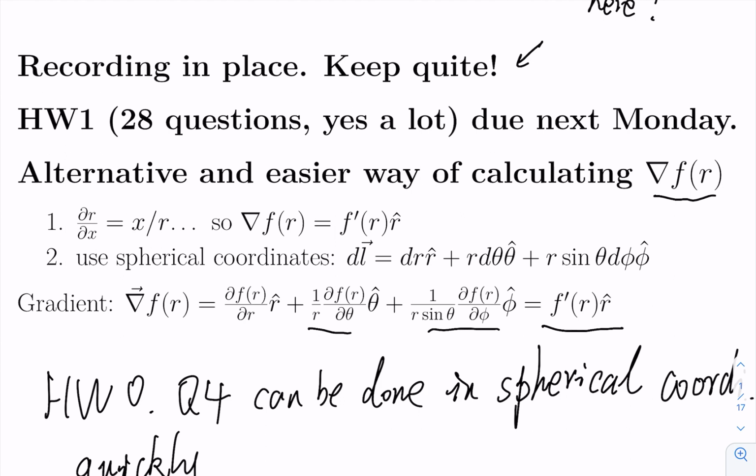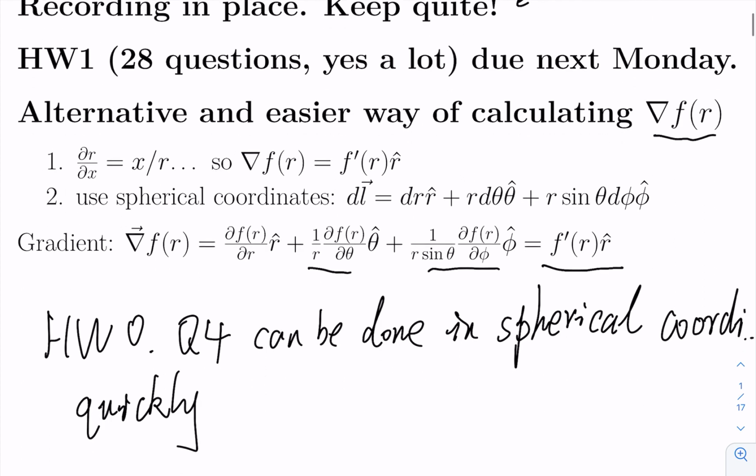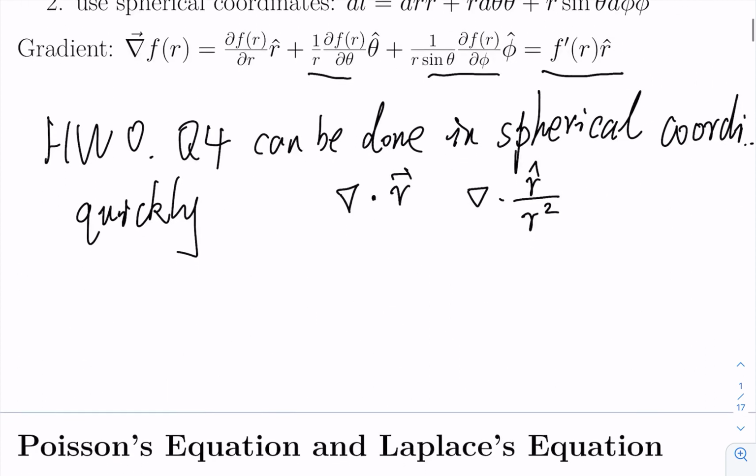If we use the same idea and apply spherical coordinates in question 4, when you are dealing with del dot r or del dot r hat over r squared, and you treat all of these problems in spherical coordinates, it will be a one-line answer to all the questions. This is something I want to mention before I start.